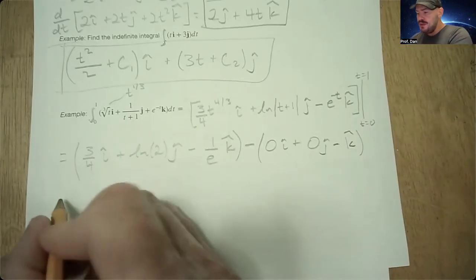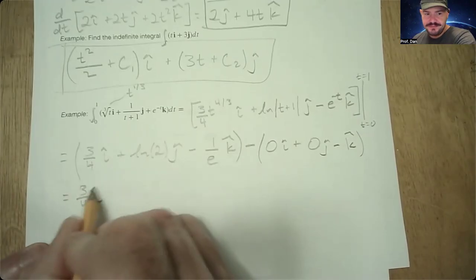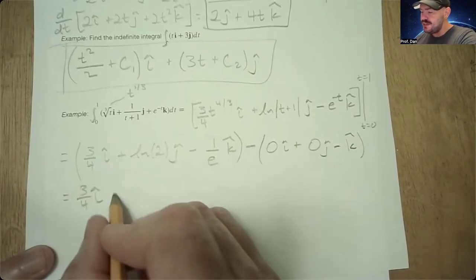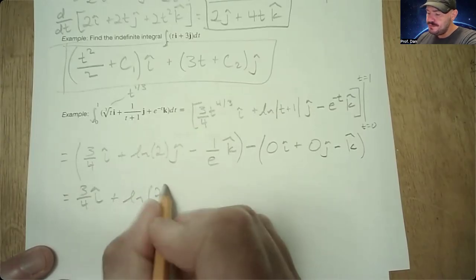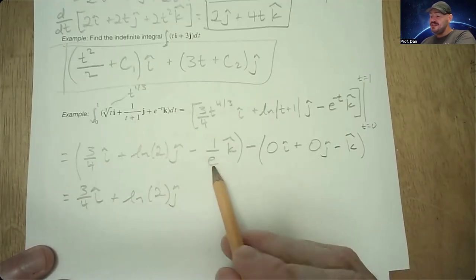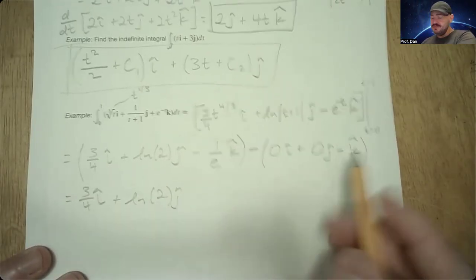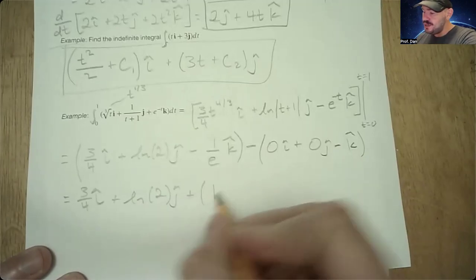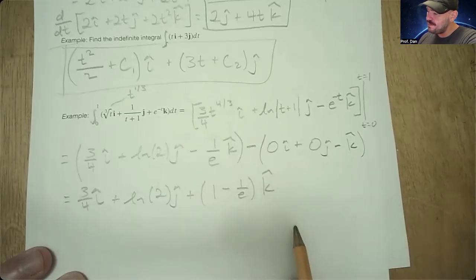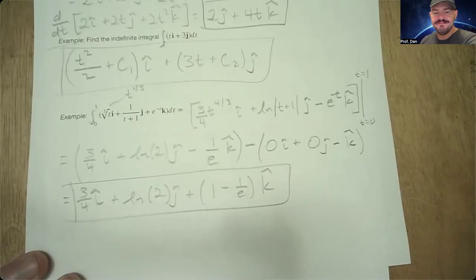And basically, you have to remember now that if I add or subtract vectors, that only applies component-wise. So 3/4 minus 0, I get 3/4 i. Natural log of 2 minus 0, I get natural log of 2 j. And then negative 1 over e minus negative 1 gives me 1 minus 1 over e k. And that's my answer.